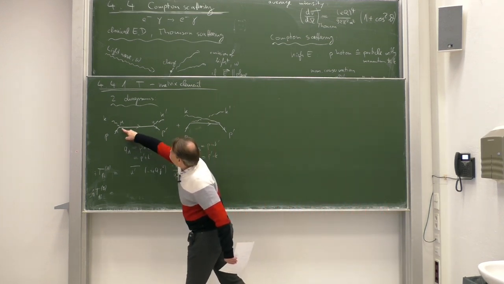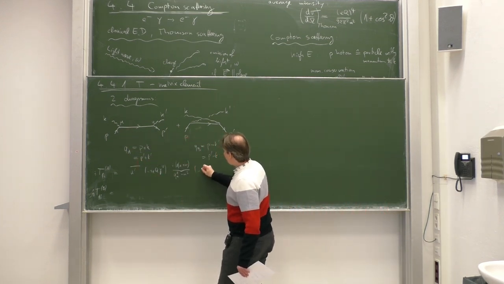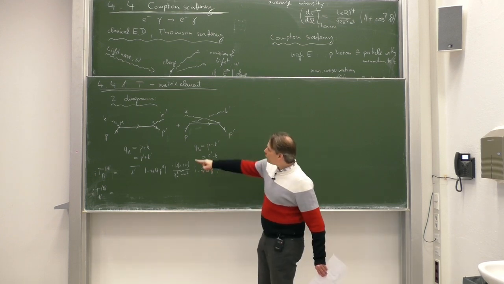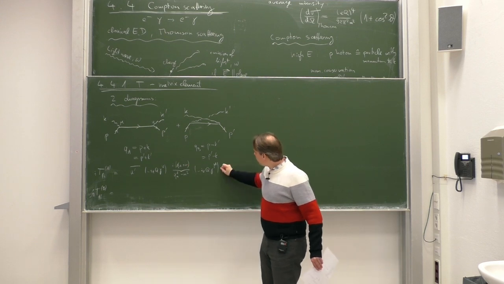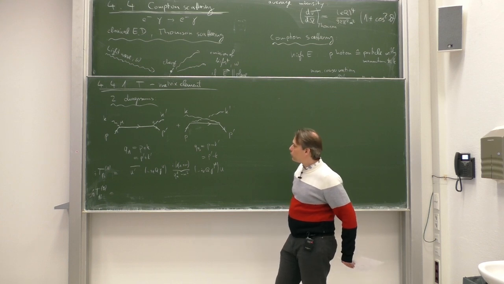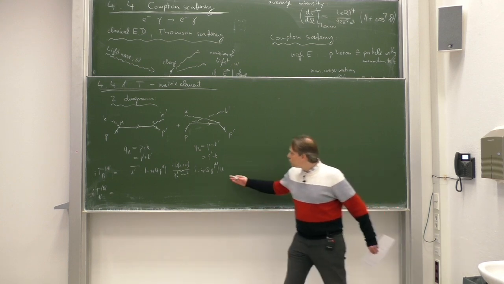Then we have the vertex on the left, minus i e q gamma mu now. And finally we have the spinor for the incoming electron, which we call simply u. We drop the arguments and we differentiate u and u prime.